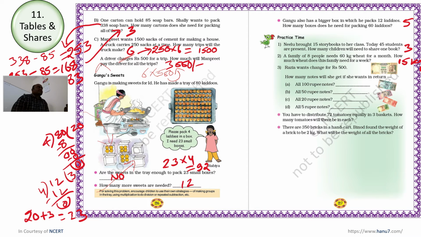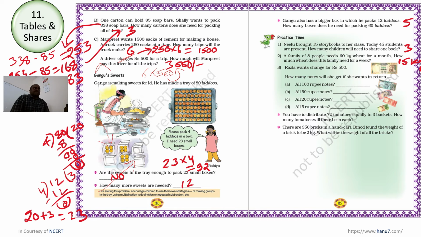Now Neelu brought 15 storybooks to her class. Today 45 students are present. How many children will need to share one book? So 15 into 3 is equal to 45. Okay, so 3 children per book is the required answer.